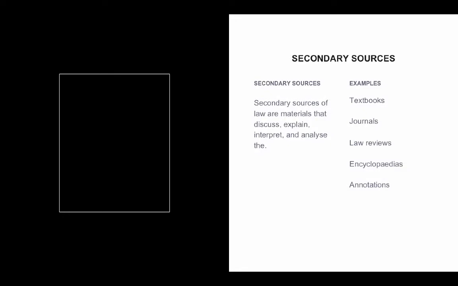Secondary sources include texts, journals, law reviews, encyclopedias, dictionaries, annotations, and legal newsletters, to name a few. Secondary sources also provide extensive citations to primary legal materials and other relevant secondary sources. In this module, we will introduce you to a range of secondary sources that are available to assist you find the information you require.